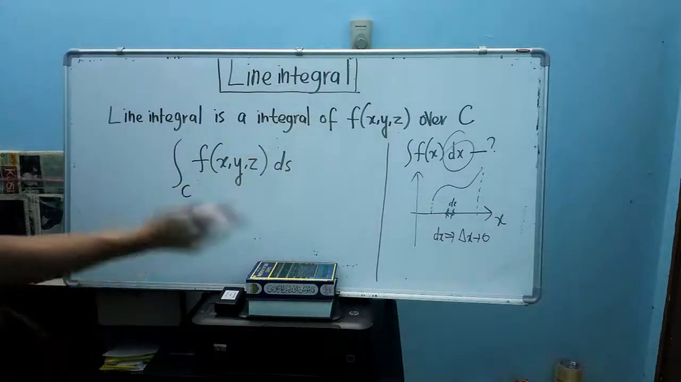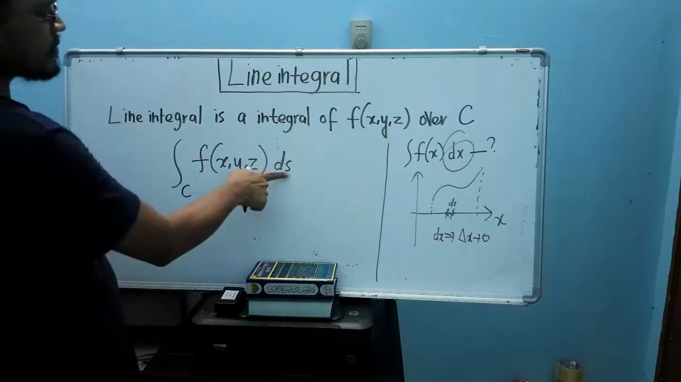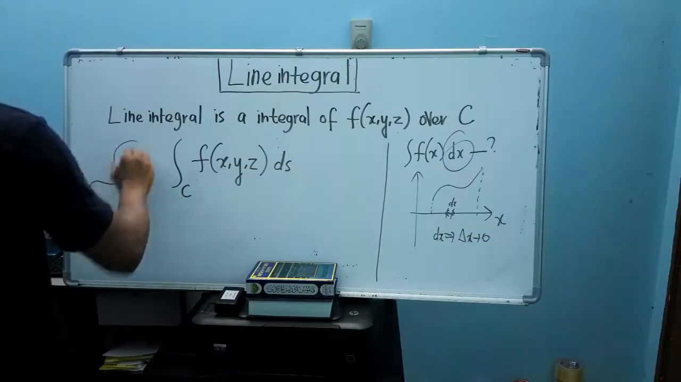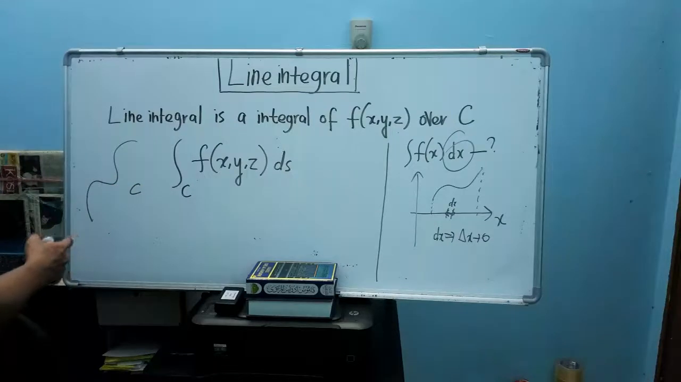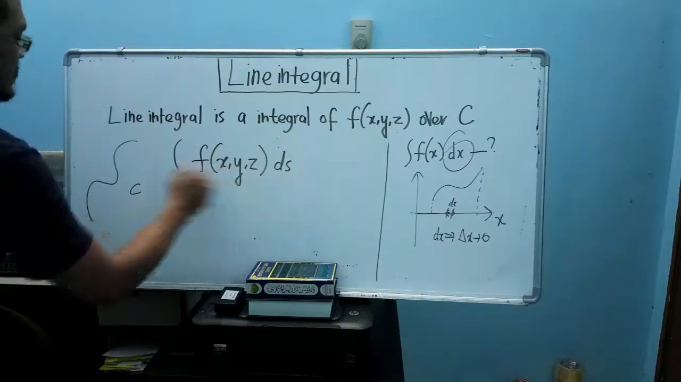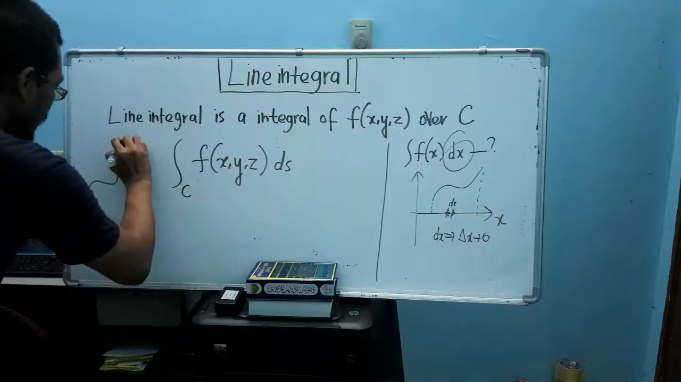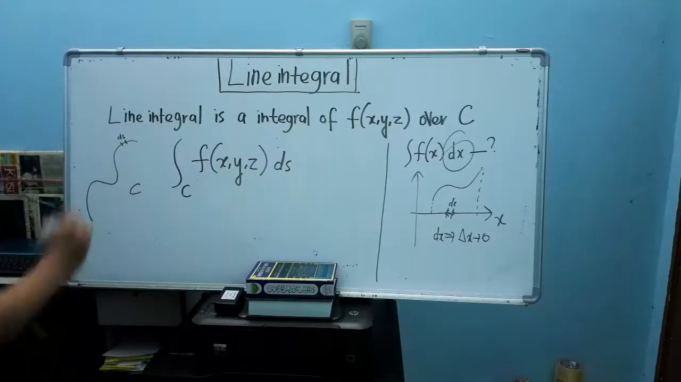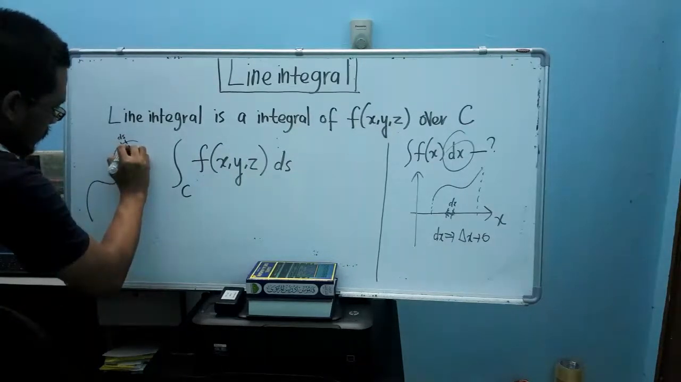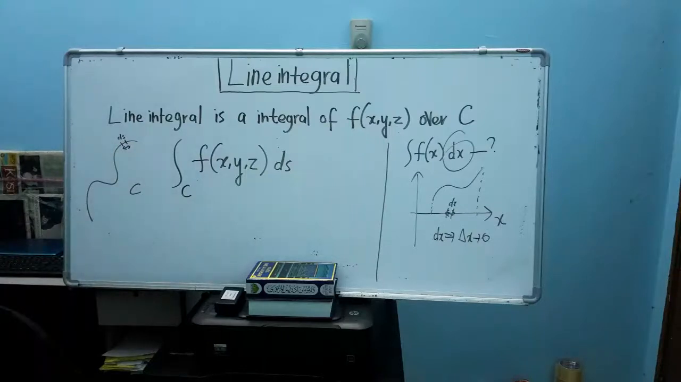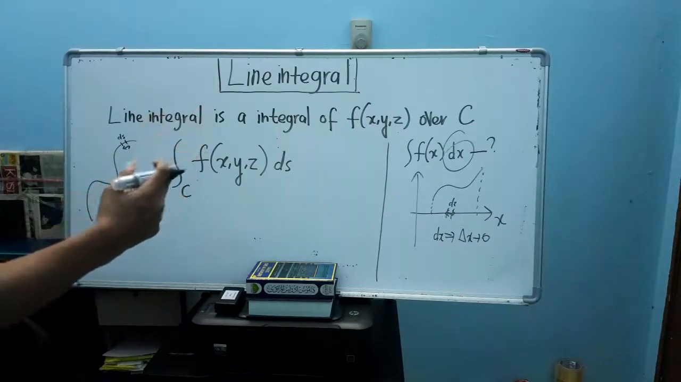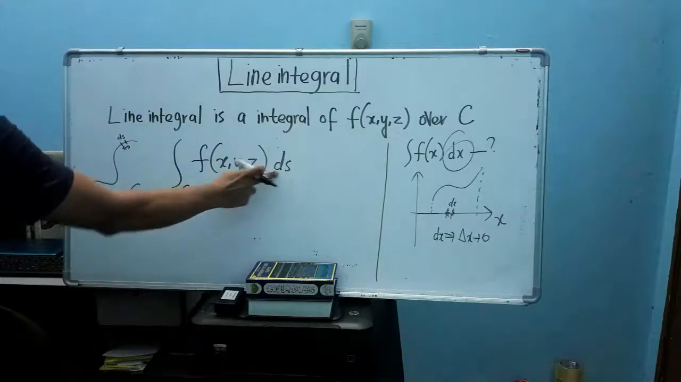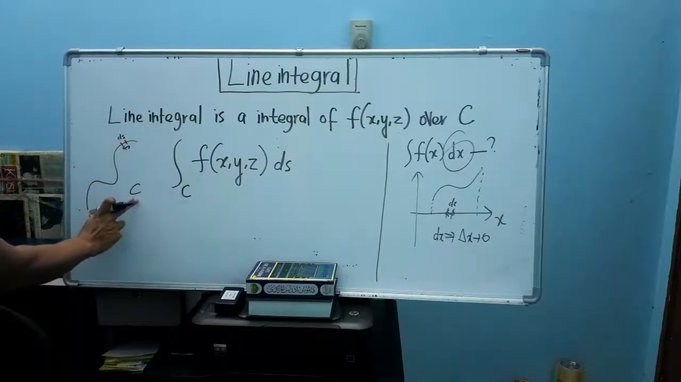Same thing when you consider ds. What do we mean by ds here? If you consider a curve C in the xy space, ds represents the small length along C. So it's the same thing as dx. The difference is that for dx you consider a small length along the x-axis, but for ds you consider a small length along C.